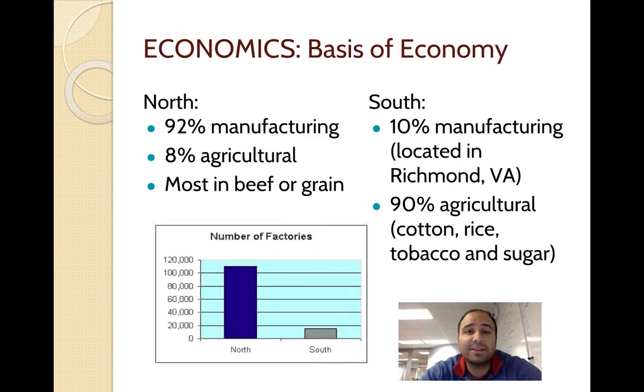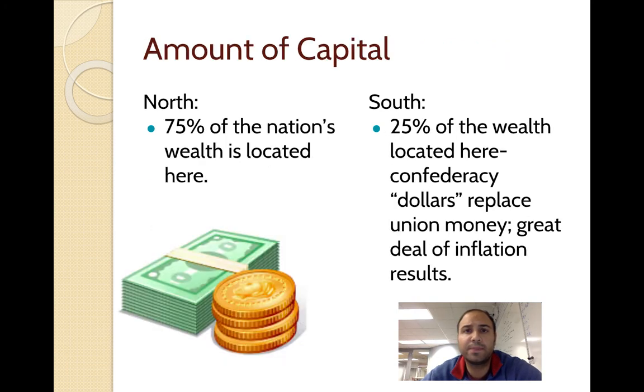When it comes to the economics, in the North, 92% of the business was considered manufacturing, with 8% being agriculture. In the South, it's the exact opposite, with 10% being manufacturing, mostly located in Richmond, Virginia, with the other 90% being agricultural, with cotton being the big push, followed by rice, tobacco, and sugar.